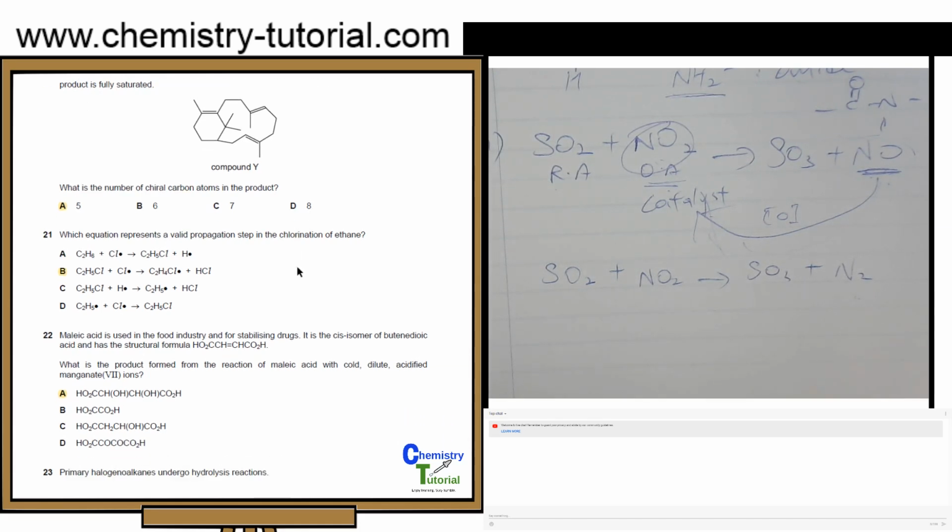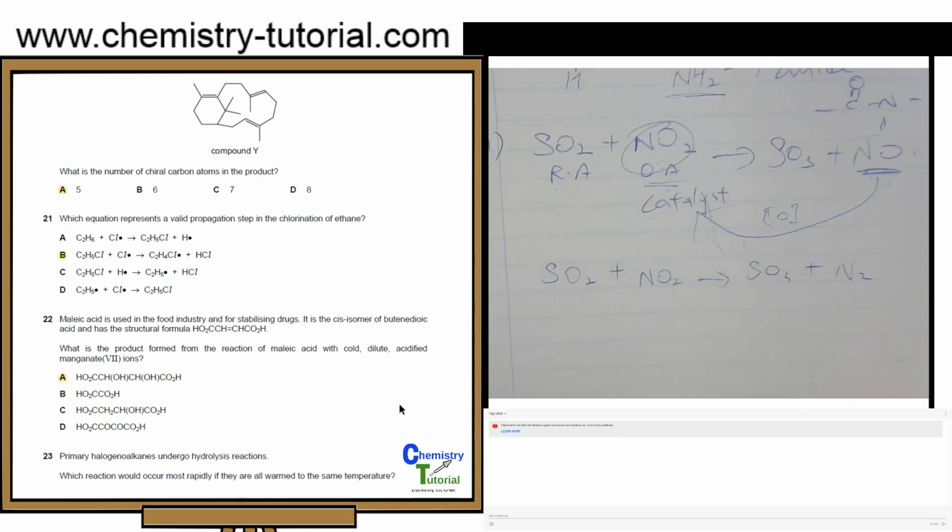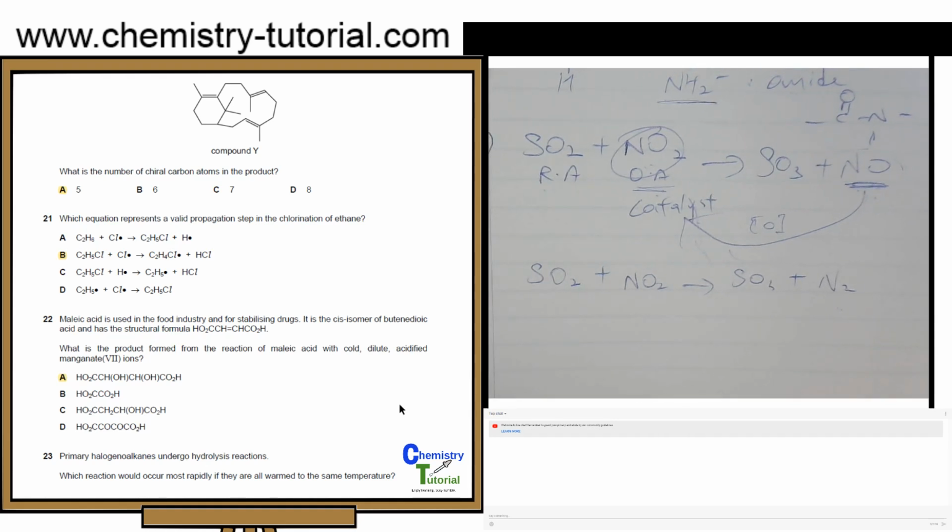Now for question 21, which equation represents a valid propagation step in the chlorination of ethane? In the chlorination of ethane, you only get an alkyl radical or a halogen radical. You never get a hydrogen radical. That's also a reason why hydrogen gas was never spotted in the free radical substitution of alkane. If you see option A, there is a hydrogen radical, which is not possible, because if you do have hydrogen radicals, then we should expect to see hydrogen gas being evolved, because in the termination step, H dot plus H dot gives you H2. So option A is out. Option C is also out. Option D is out because it is a termination step, not a propagation step. So by elimination, the only reasonable answer is B.